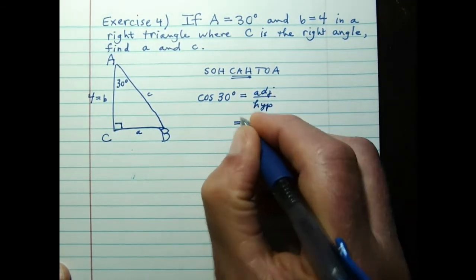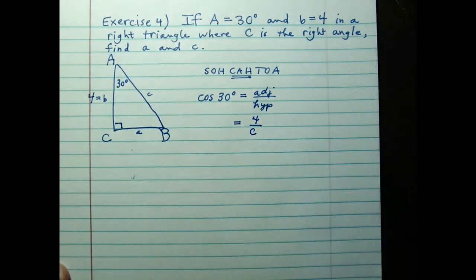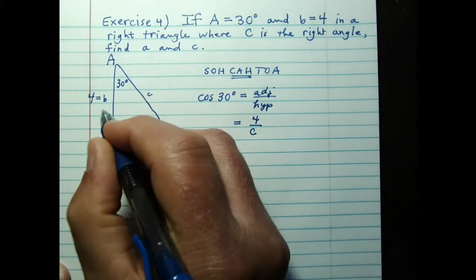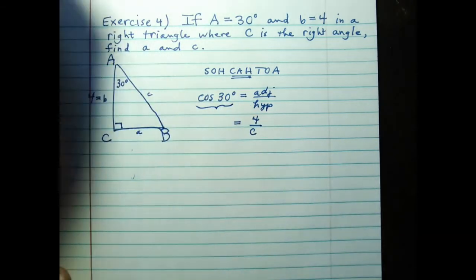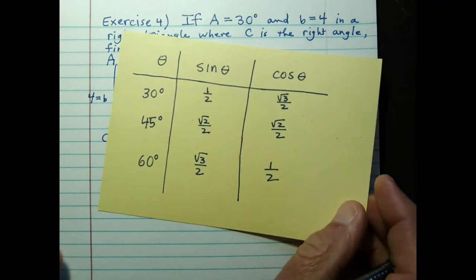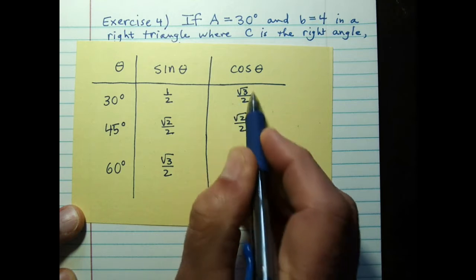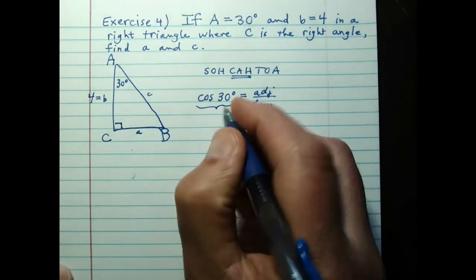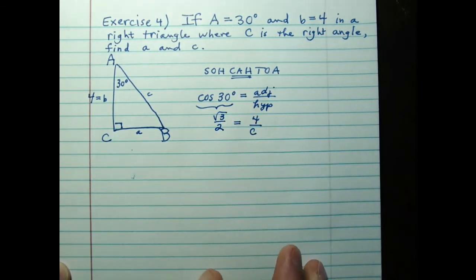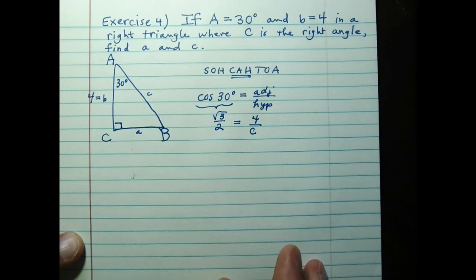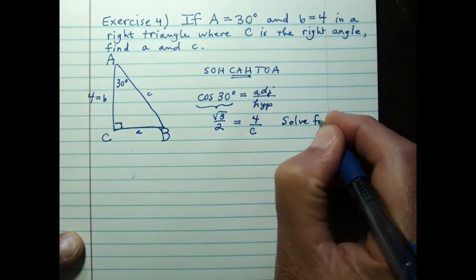Now the adjacent side over the hypotenuse, the adjacent side is 4. That's the same as B. Over the hypotenuse is C. But that's describing the cosine ratio of 30 degrees from that right triangle. But we know from our little yellow card that the cosine of 30 degrees must always come out to be square root of 3 over 2. So that's got to be equal to square root of 3 over 2, whatever the values of B and C are. And so we get a little proportion equation here that we can solve for C.